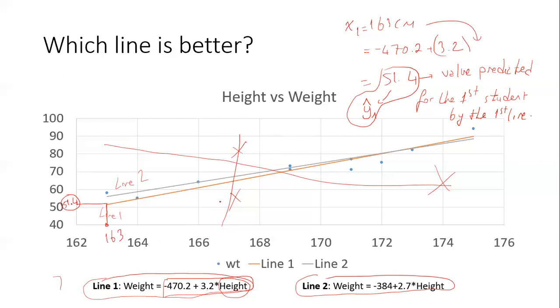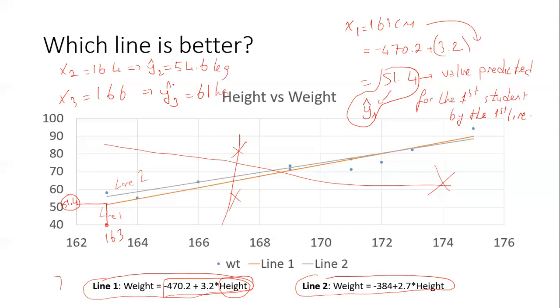Okay, so let's put 164 and calculate it. I have my calculator in front of me. 164 gives 54.6. So if x2 is equal to 164, then y2 hat is equal to 54.6. If x3 is equal to 166, then we will see that y3 hat is equal to 61 kilograms.